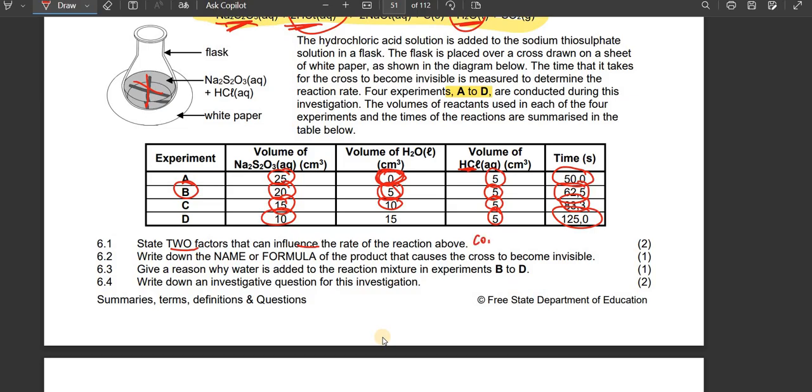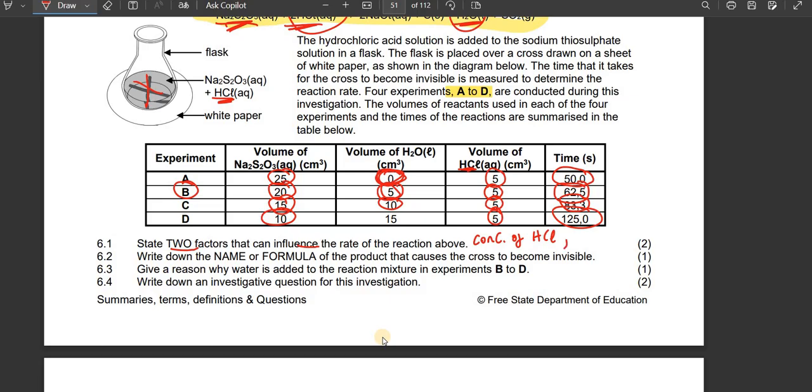The concentration of HCl. The concentration of this HCl can affect the rate, right? Because you can find that maybe the high concentration of HCl is the one that is causing this to take time to disappear. Okay, just that the volume, they kept it constant, but concentration can affect.